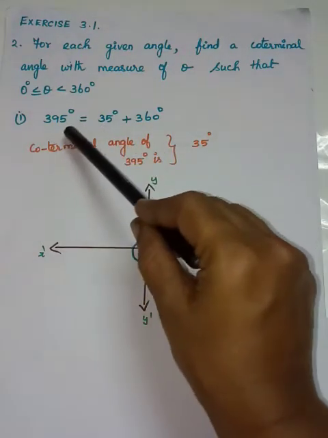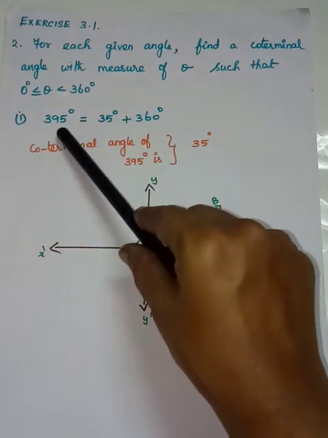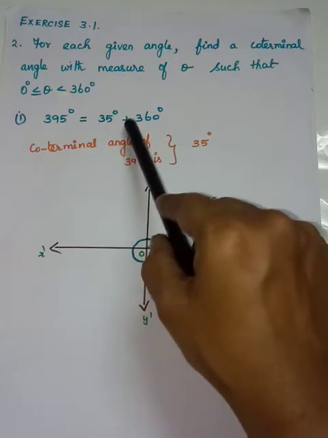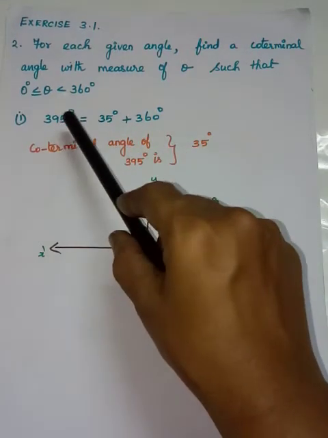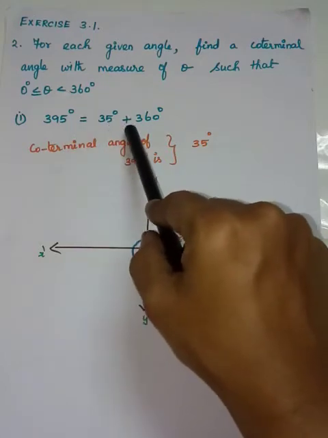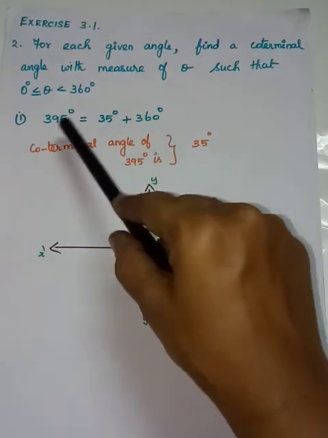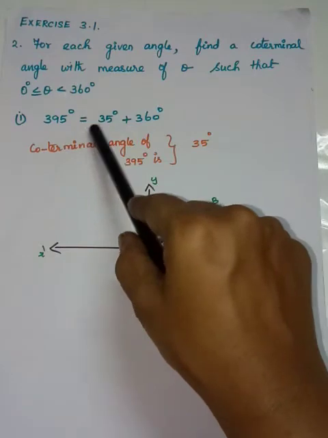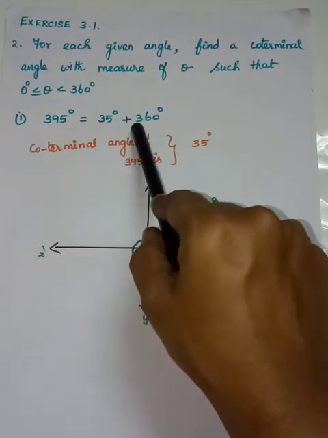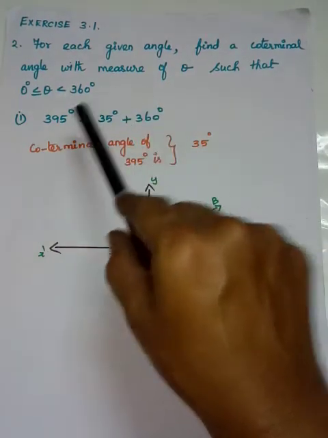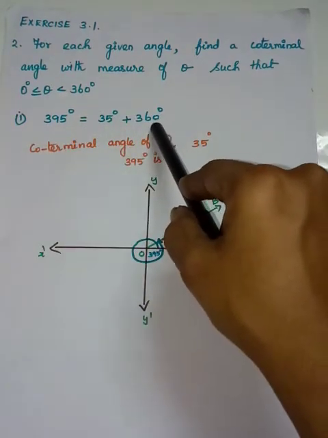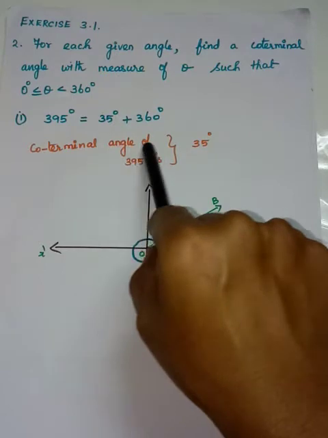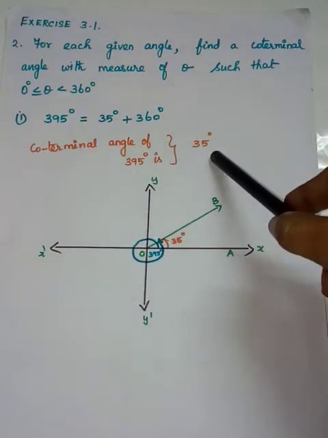395 degrees, how will it be written? 35 plus 360 degrees. It is greater than 360 degrees, so 35 degrees plus 360 degrees. So beta is equal to alpha plus 1 into 360 degrees. 395 degrees minus 35 degrees is equal to 360 degrees. So the coterminal angle of 395 degrees is 35 degrees.